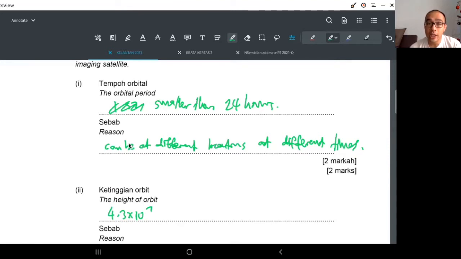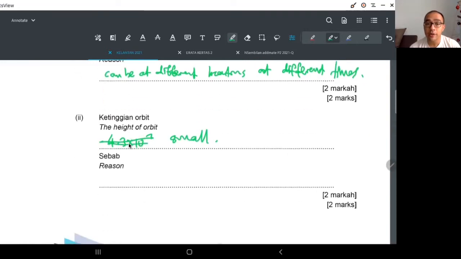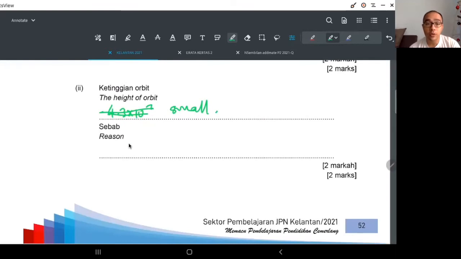Then the height of the orbit, we want the height of the orbit to be small, to be able to take clearer photos.